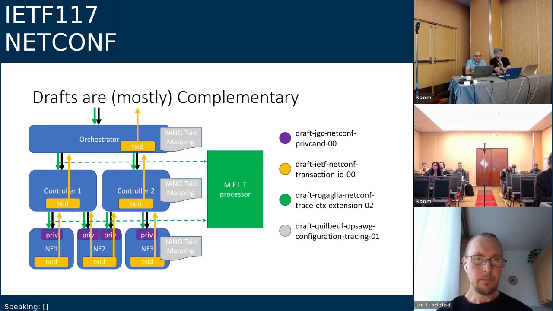Right, strong connections, and as you're right, mostly complementary. But these would remain as separate drafts. Like a server could support just private candidate, for instance, and not the others, or likewise only support transaction ID and not the others. Yes, I think that's what I said last time.